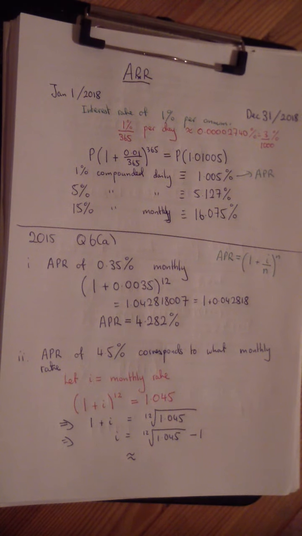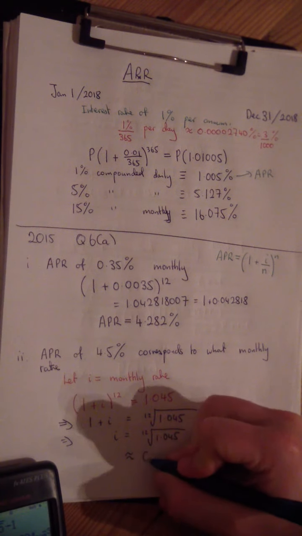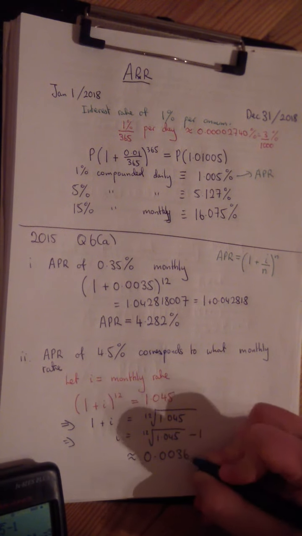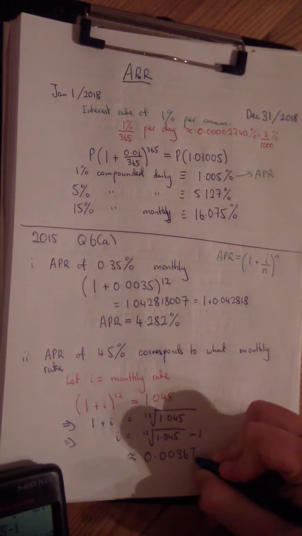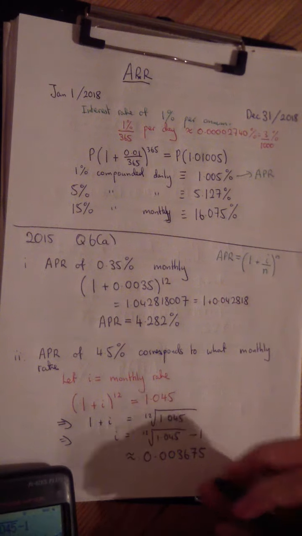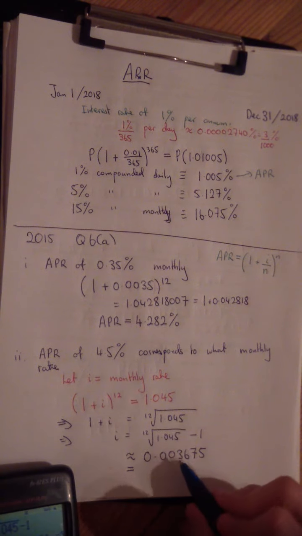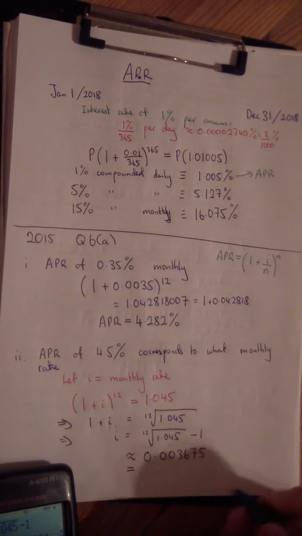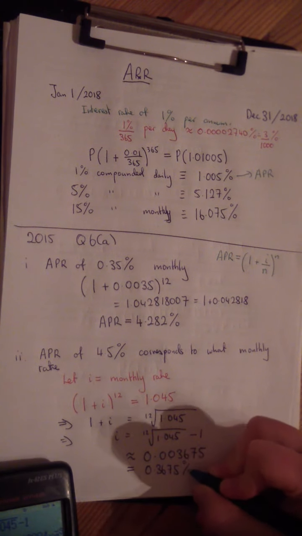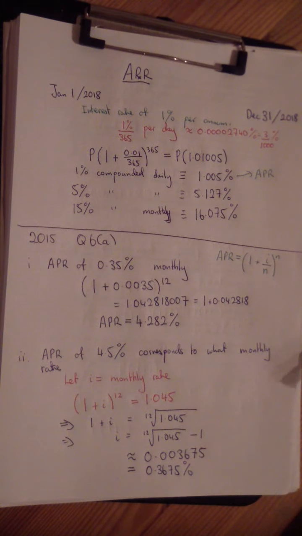12th root of 1.045 minus 1 is coming in at 0.00367, and I want one more. Now I have 4, 8, so the 8 rounds up the 4 to a 5, which as a percentage is less than 1%. It's 0.3675%, and as we said, should have been a little bit more than the 0.35. So there's APR little questions that can be popping about.